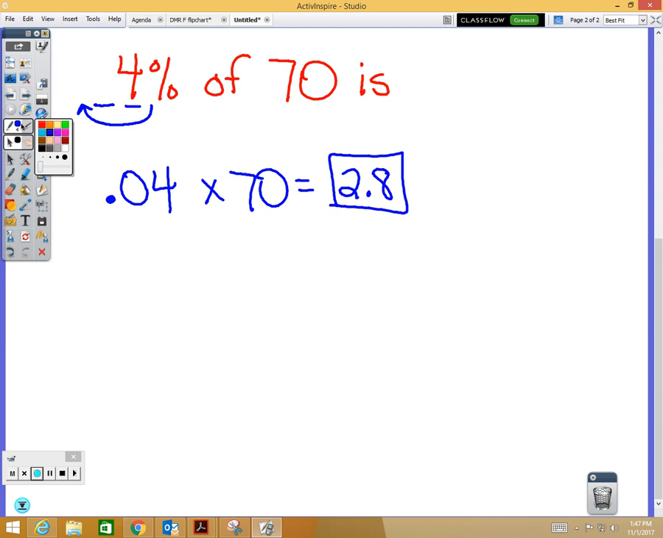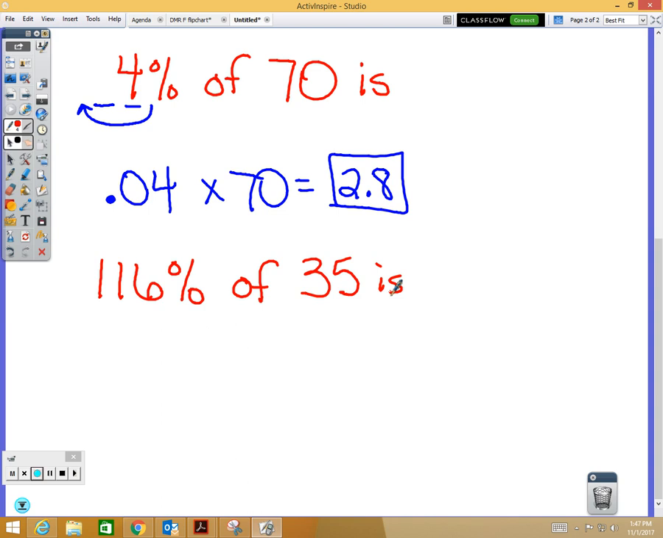How about we have 116%, that's a big percentage, of 35 is. Again, write your problem before you put it in your calculator. Do not shout out the answer, please.